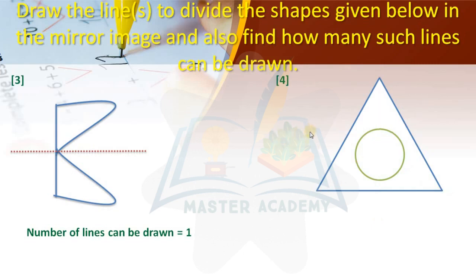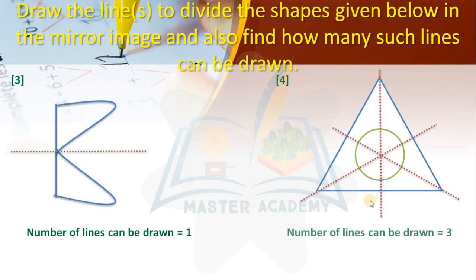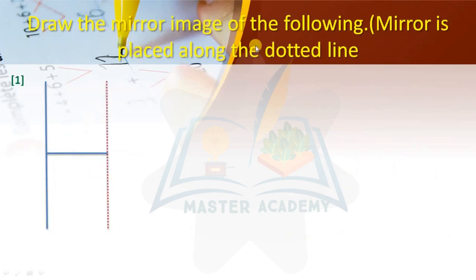Clear? So look at this side, the first line of symmetry which I have drawn here, then the second line of symmetry which I have drawn here, and the third line of symmetry which I have drawn here. So the number of lines that can be drawn is equal to 3. Understood? Now next question, draw the mirrored image of the following. Mirror each place along the dotted line.